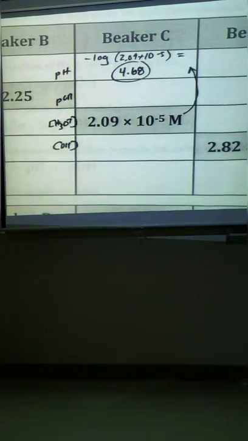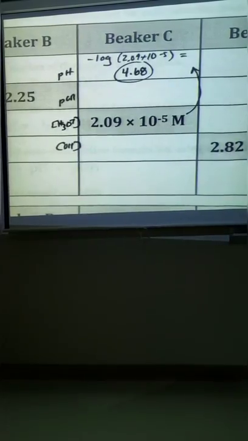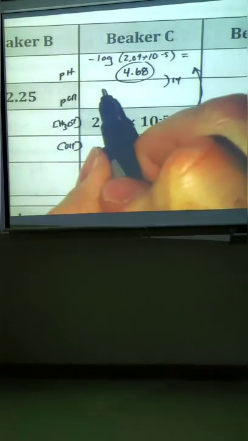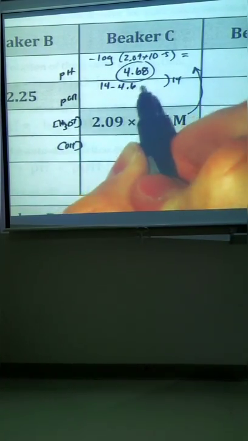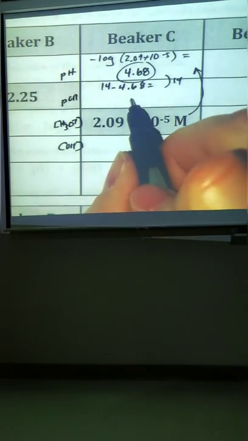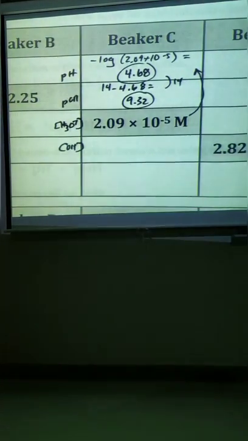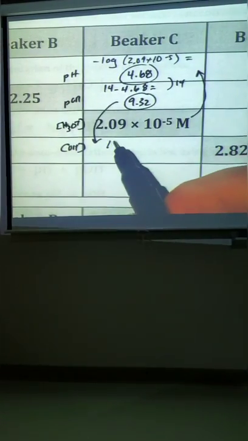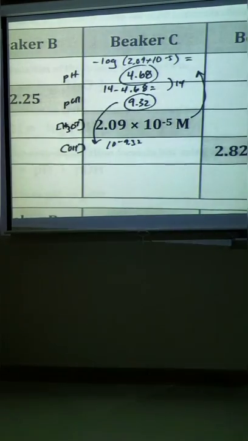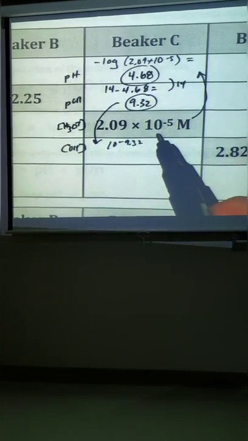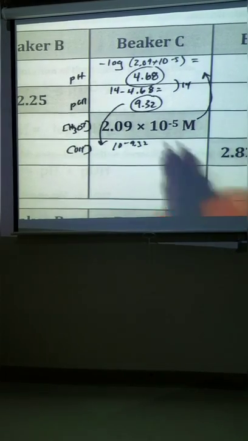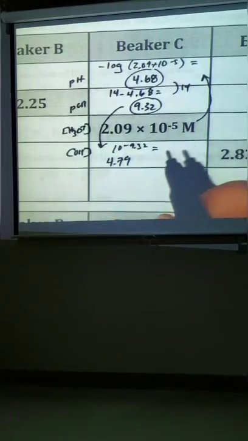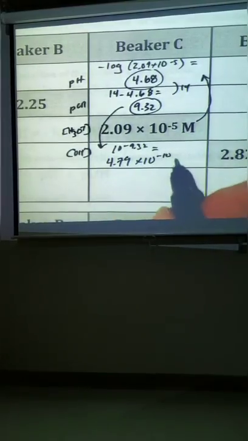But as soon as we do that step, now we're back to basically a beaker A, beaker B kind of problem, because we know that these need to make 14. So let's just do what's easier, and that's 14 subtract 4.68. It equals, we get 9.32. And if we can do that, we can do exactly what we did on the other beaker and bring this down, and it's going to be 10 to the negative 9.32. If you wanted to check your work here, you could do 10 to the negative 4.68, you get that answer back. It equals, you get 4.79 times 10 to the negative 10.